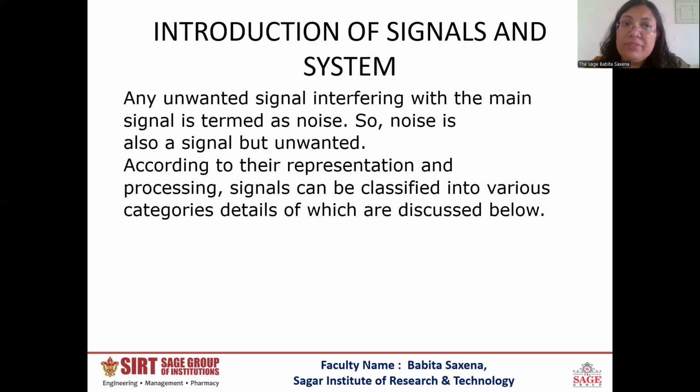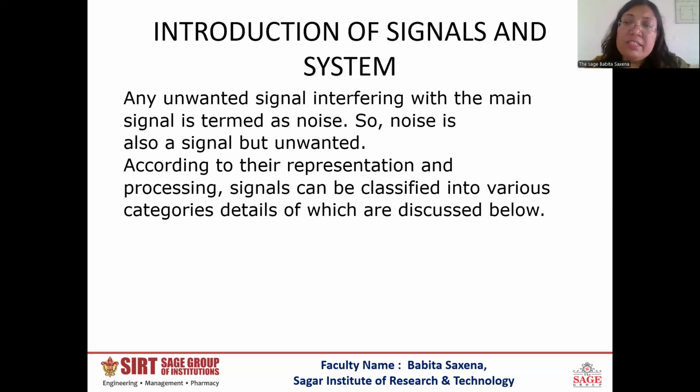So the mathematical definition of a signal is a function. A signal is a dependent variable which depends on a variable which in turn is independent. Suppose a signal depends on temperature, pressure, or distance. So the temperature and pressure are the independent variables.